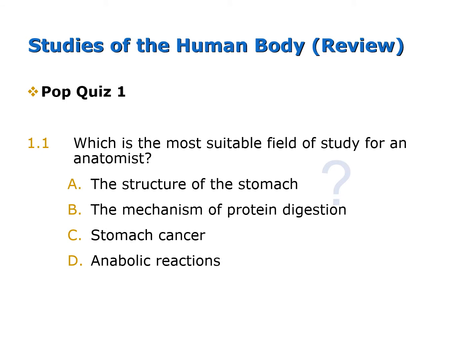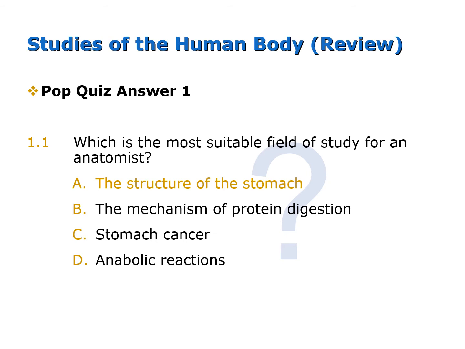First question. Which is the most suitable field of study for an anatomist? Option A, the structure of the stomach. Option B, the mechanism of protein digestion. Or option C, stomach cancer. Or D, anabolic reactions.